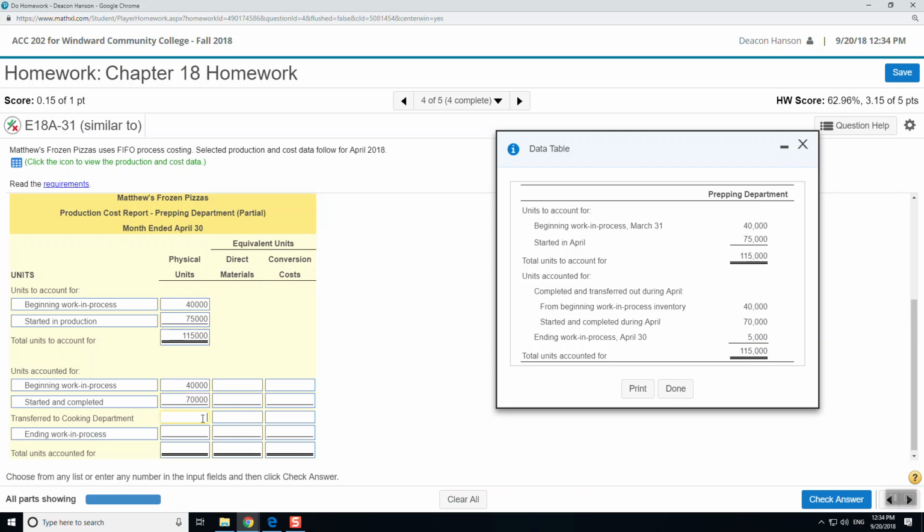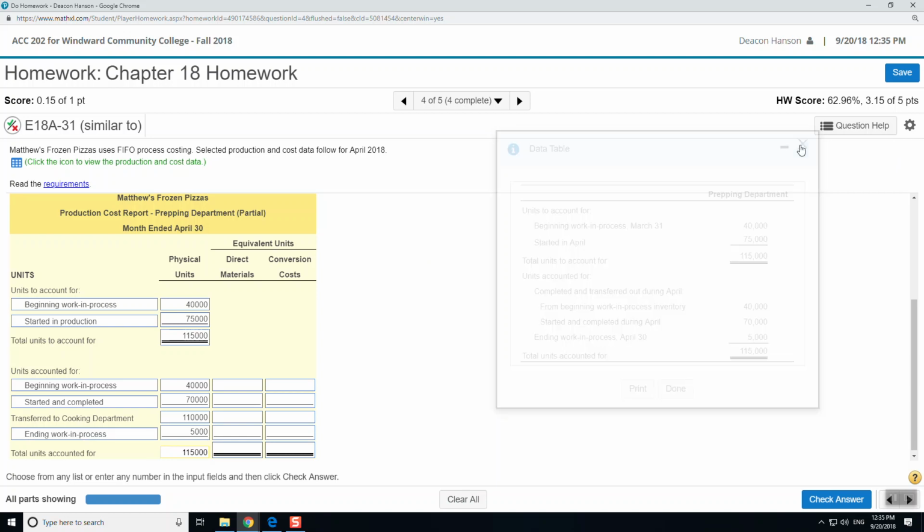So that 110,000 was transferred to the cooking department, and then what's left in the ending work in process is 5,000. So we'll put it here. Okay, so that adds up. 110,000 plus 5,000 is 115,000. Okay. Then you take the percentage. Yeah, and that's part of requirement 1A and B, is we have those percentages up there.